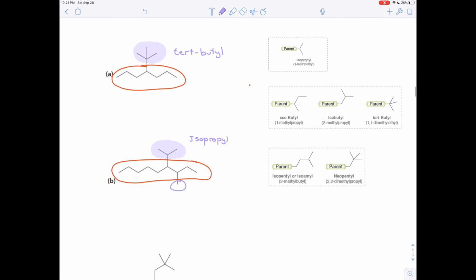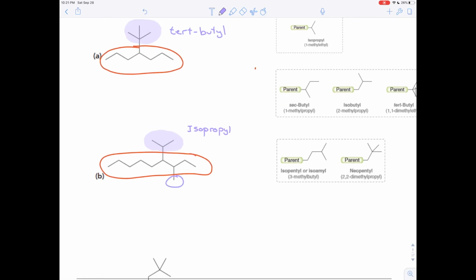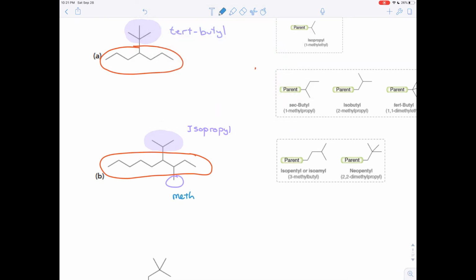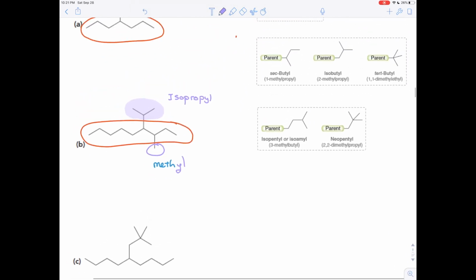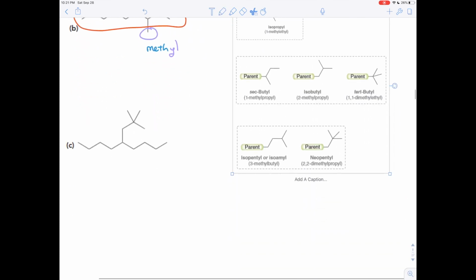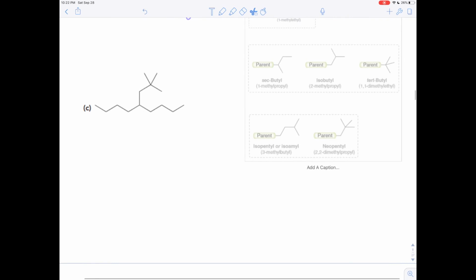We do have another branch here, this one here, but that's not a branch with a branch. We would name that in our normal way. You have 1 carbon, so the prefix is meth, and it's a branch, so immediately after that prefix comes YL. Okay.